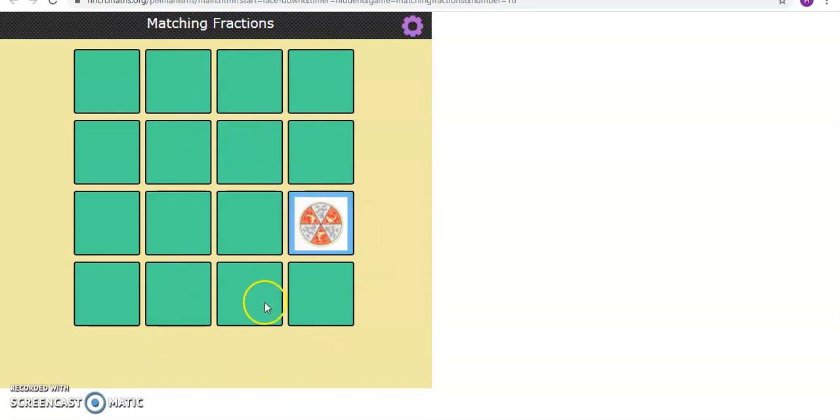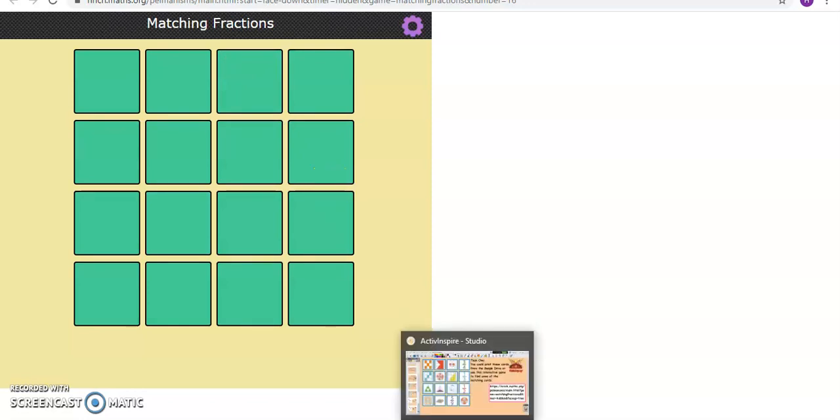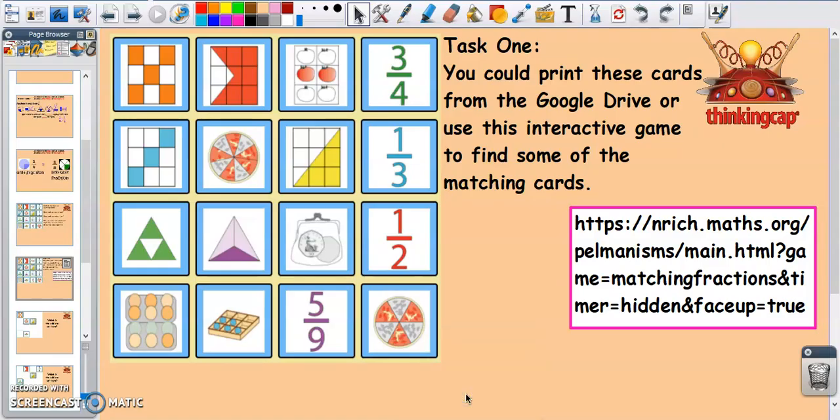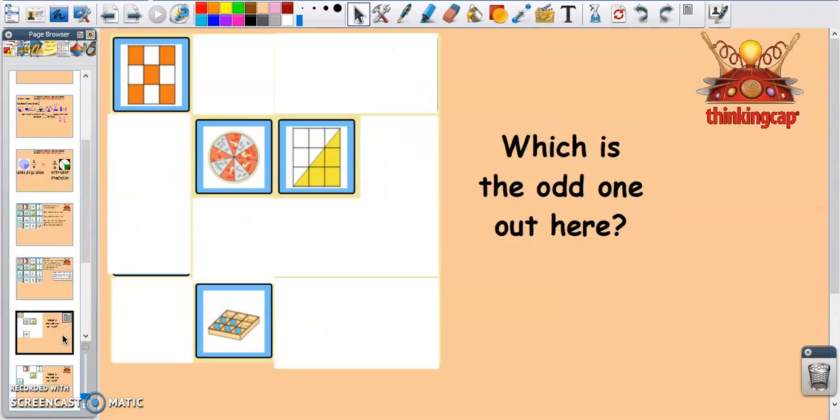So you have to now not only work out the pairs, but also you're going to have to find out where all the correct cards are. Okay, so that's task 1 today. I'd like you to have a go at that one first of all. Okay, I hope you've had a go at task 1. All right, and then let's have a look at task 2 together.